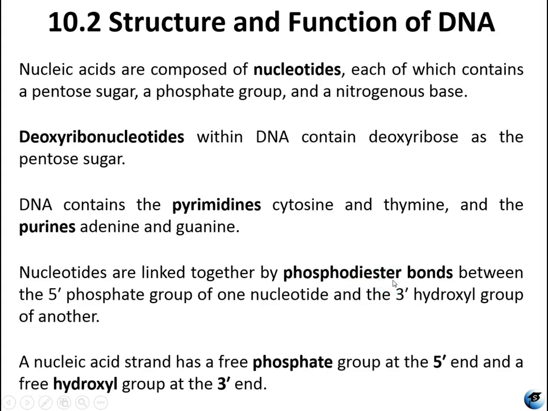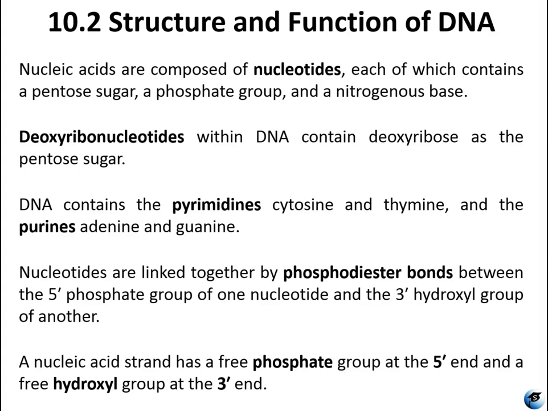On the 5' end, there's a phosphate group. On the 3' end is a hydroxyl group. And then the whole nucleic acid strand has a free phosphate group at the 5' end, and at the 3' end is a free hydroxyl group. That becomes important when you start talking about DNA replication, because the hydroxyl group is where new nucleotides can add to the growing strand of DNA as it's being replicated. But I'm getting ahead of myself.